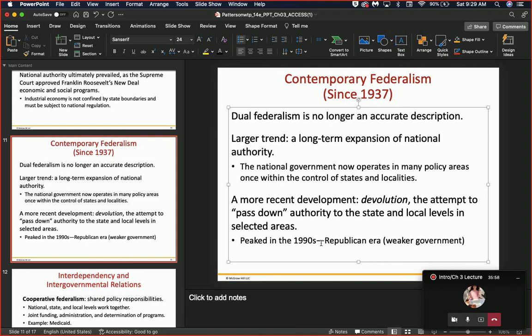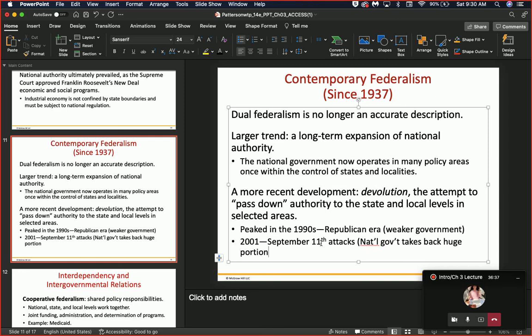But why did it say it peaked in the 1990s? Let's think about what happened in 2001. Right? That was the September 11th attacks, right? So in 2001, when the national government felt threatened, when we had that huge threat of terrorism within our country, the national government all of a sudden took back a huge portion. And I'll put this PowerPoint on Canvas for you guys too. The national government takes back a huge portion of their power.